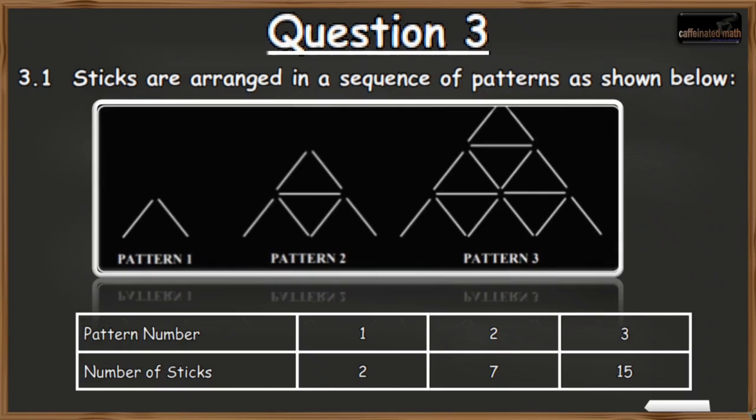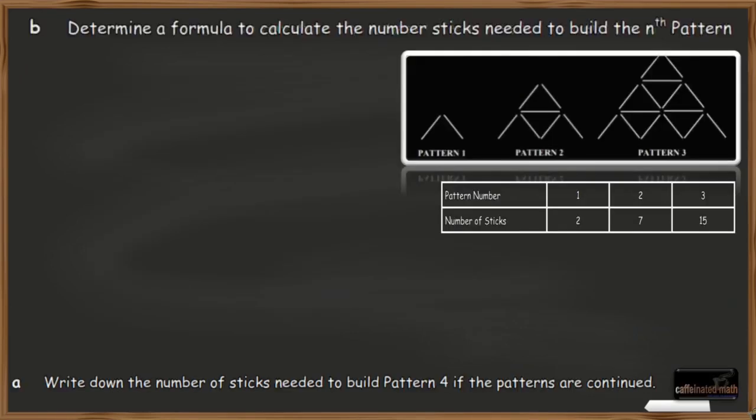Some patterns over here. So sticks are arranged in a sequence of patterns. Here is a graphic to show how the arrangement works. So you can see we'll have 2 sticks and then all of a sudden 7. So there's some stacking going on over here, and then we have 15. Well, what do we do with that?